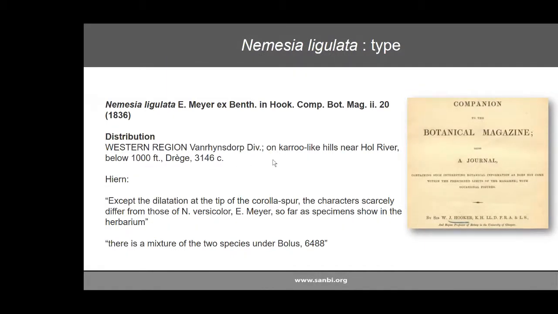He only cited one specimen from near the Holle Rivier, a 3146C specimen. In Flora Capensis, during the last revision, Hiern stated that except for the dilation at the tip of the corolla spur, the characters scarcely differ from those of versicolor. And Hiern goes further to actually cite another specimen, Bolus 6488.